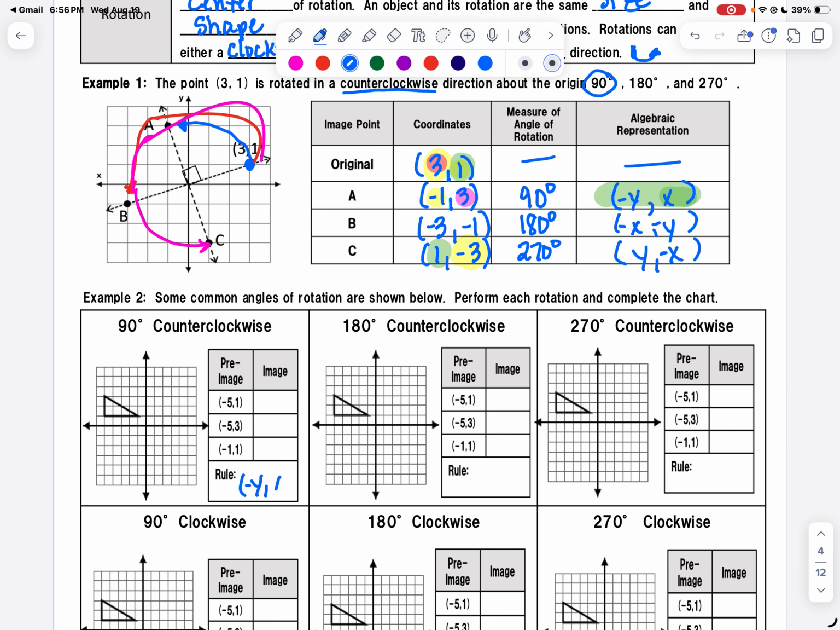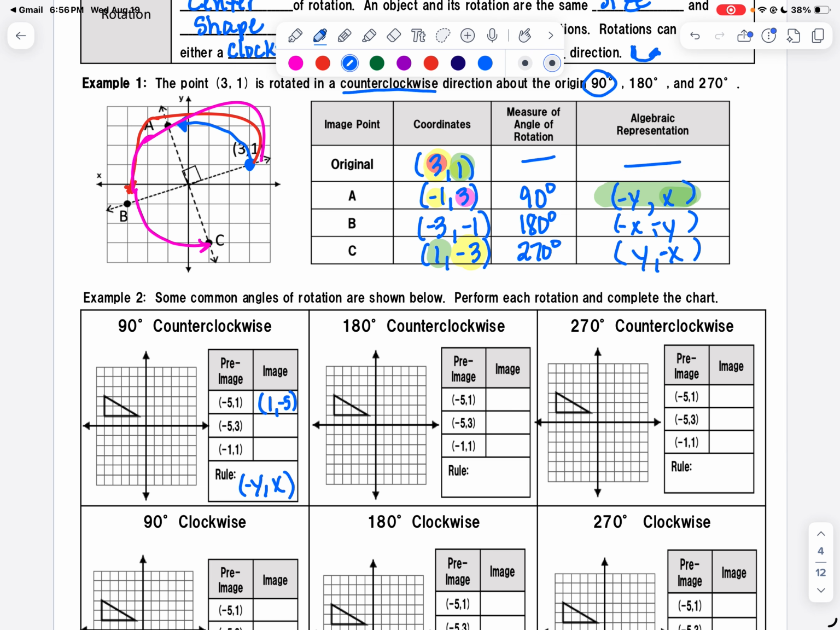That means the x and y are going to swap places, and we're going to change the sign of the original y. So in our new image, I would put the y here and the -y here. And notice it says the original y changes sign.